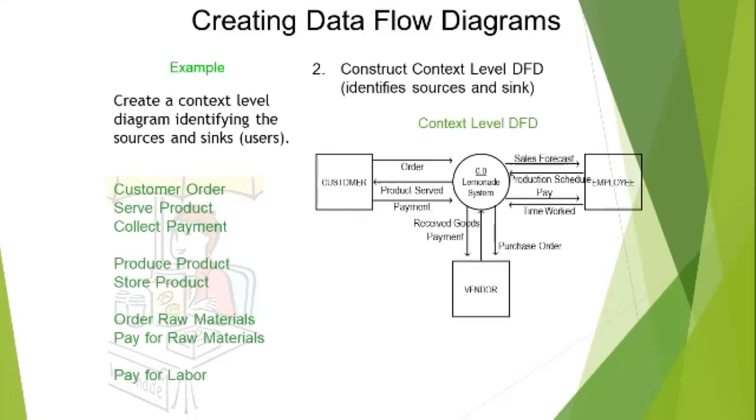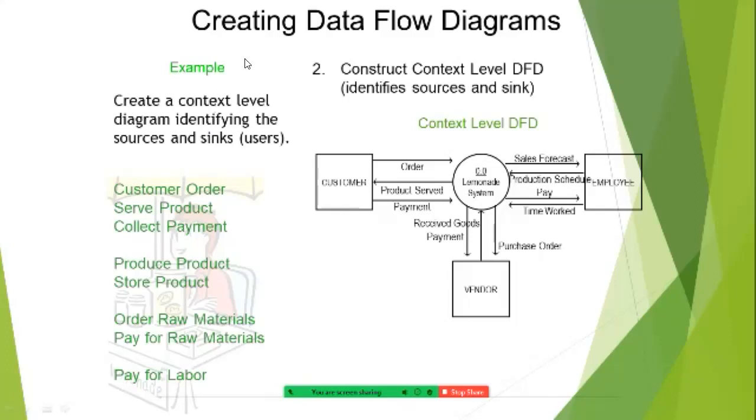Now, in the second step, that is construct context level DFD, identify sources and sinks. Here the example is to create a context level diagram identifying the sources and sinks, the users, where customer order, serve product, collect payment, produce product, store product, order raw material, pay for raw material, and pay for labor.